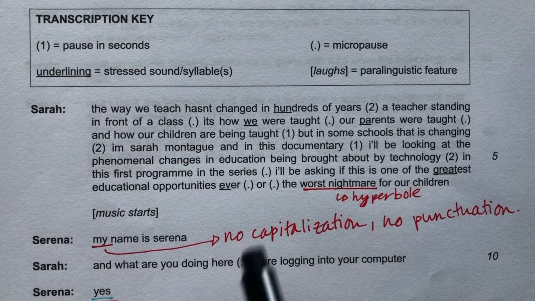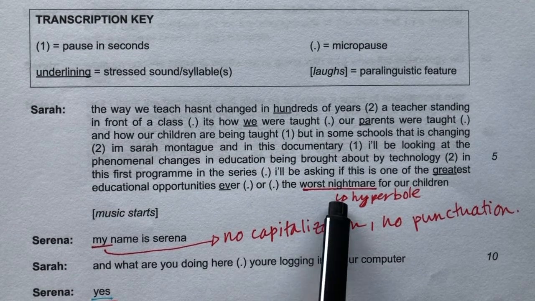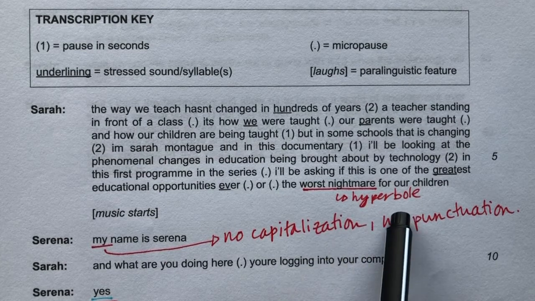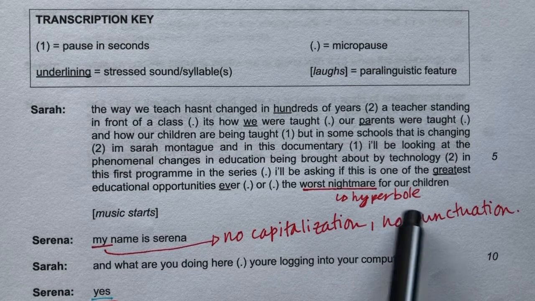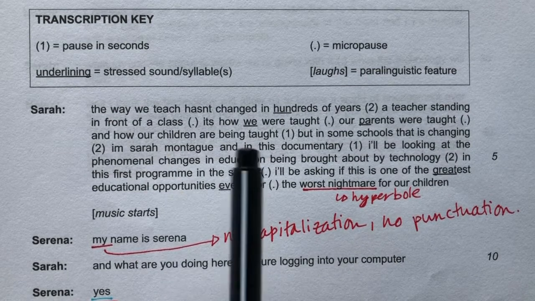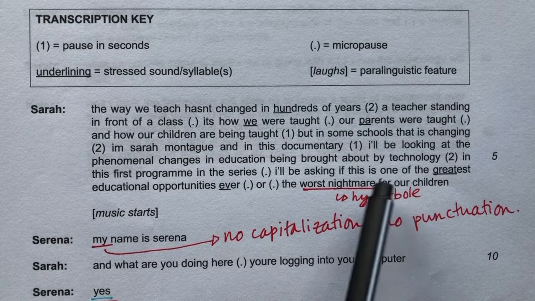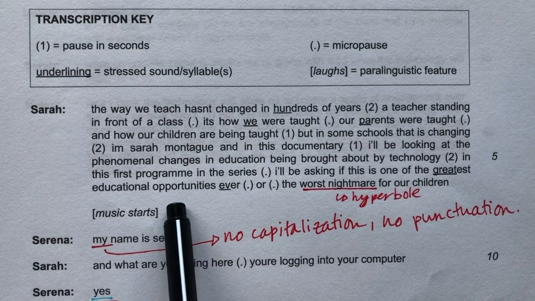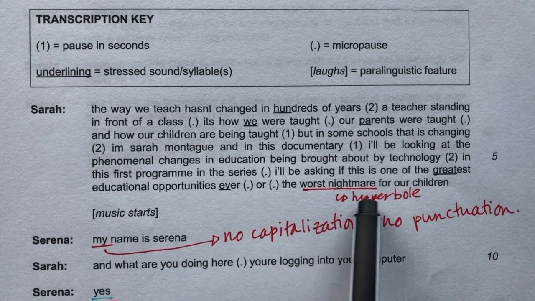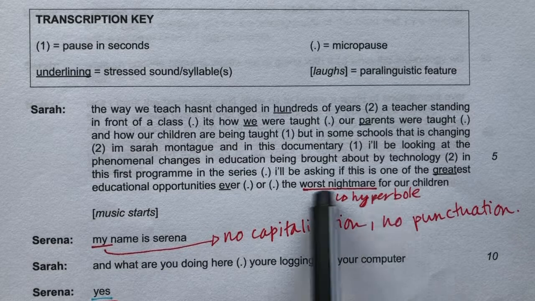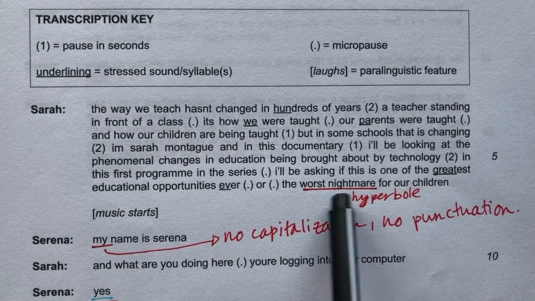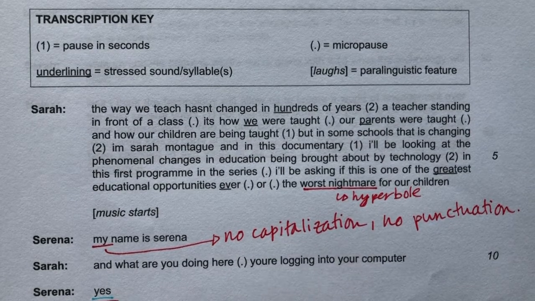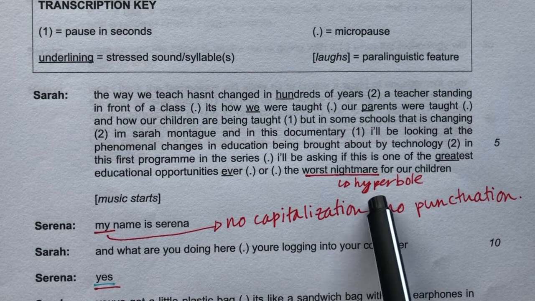So the first thing that I noticed here with language is that there's a figure of speech. We have worst nightmare, okay? So it's an exaggeration, right? Hyperbole, because we have the presenter, Sarah, who is saying, in the first program, I'll be asking if this is one of the greatest educational opportunities ever or the worst nightmare for our children. Okay, worst nightmare regarding using a computer to learn, okay? That's definitely an exaggeration, so hyperbole.